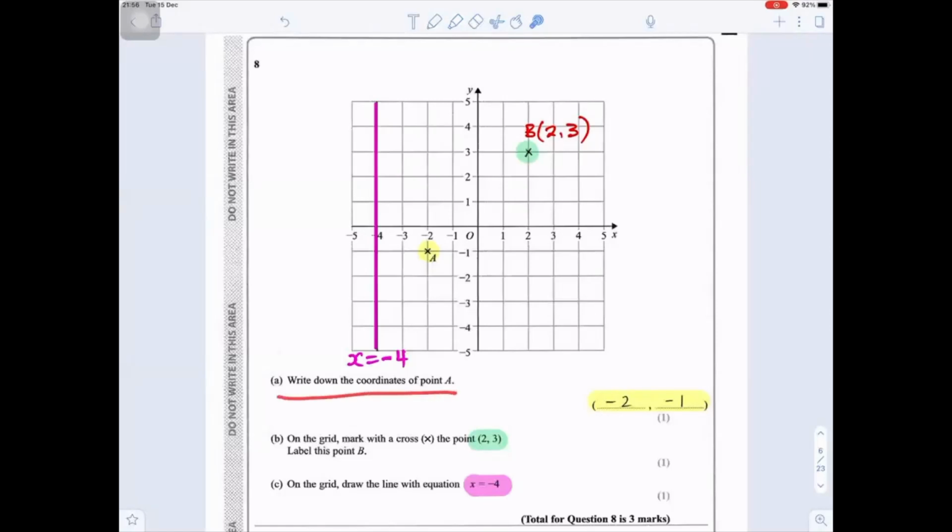Write down the coordinates of the point A. That's the point A there on the graph, which is -2, -1.